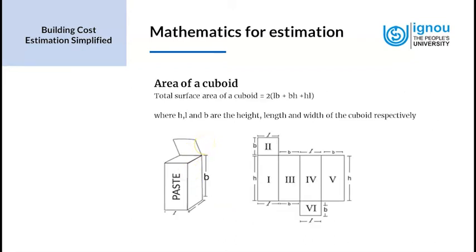So next we look at the surface area of a cuboid, and for this we basically look at it as small rectangles, and then we find the area of each rectangle and then we add it. So it becomes 2 times the area of each side, where H, L and B are the height, length and width of a cuboid respectively.